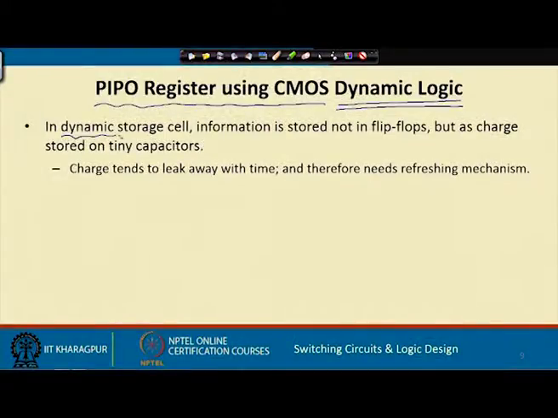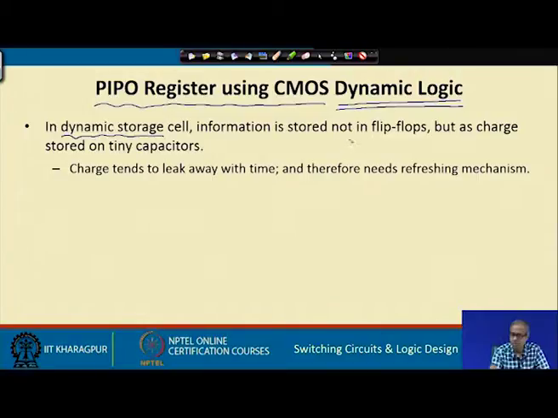So, in dynamic storage, we store information not in flip flops, but as charge stored on tiny capacitors. But where are these capacitors coming from? Let us take a very specific example. Let us talk about a NOT gate connected like this. This is a CMOS NOT gate.